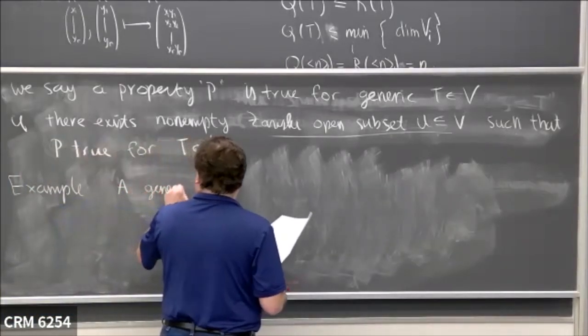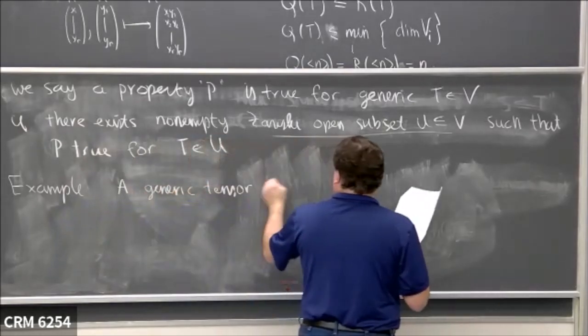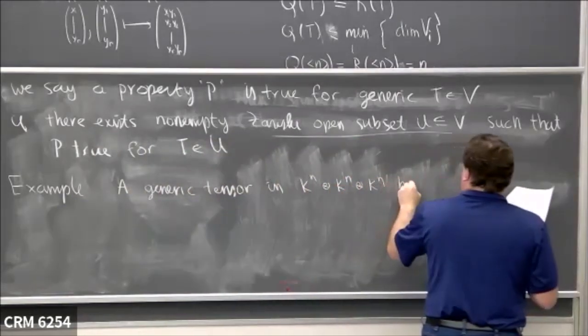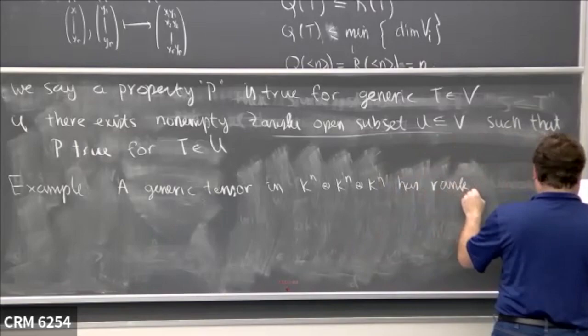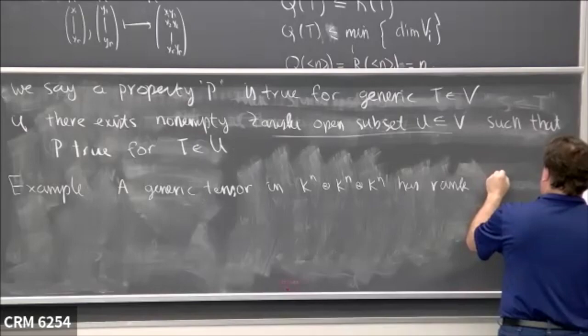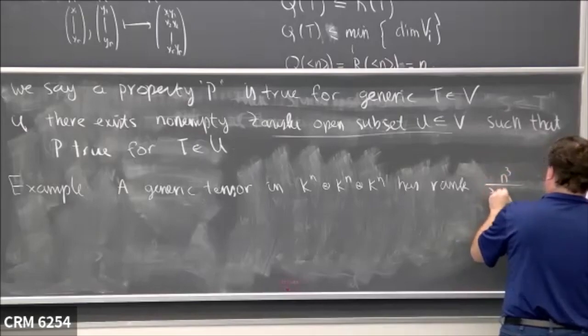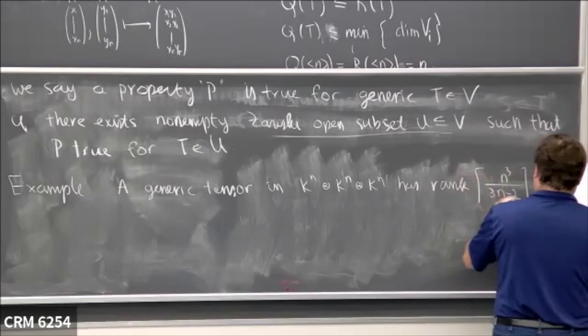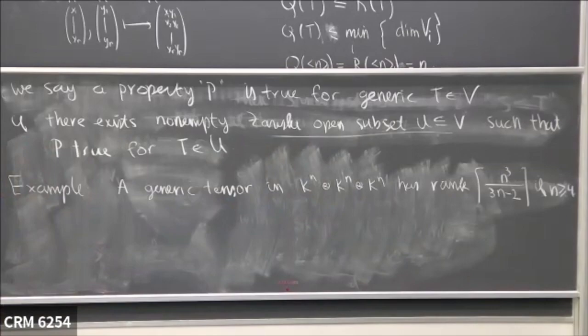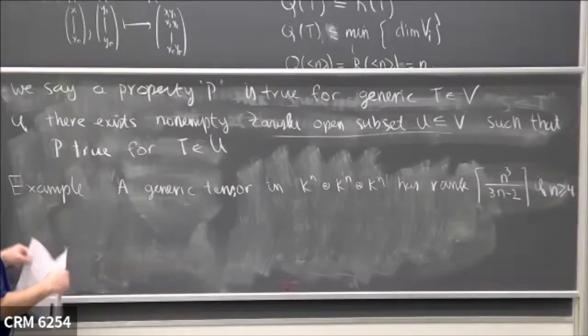A generic tensor in K^n ⊗ K^n ⊗ K^n has tensor rank n cubed over 3n minus 2, if n is greater than 4. I think for n equals 3, you get 5. So in that case, we kind of know.